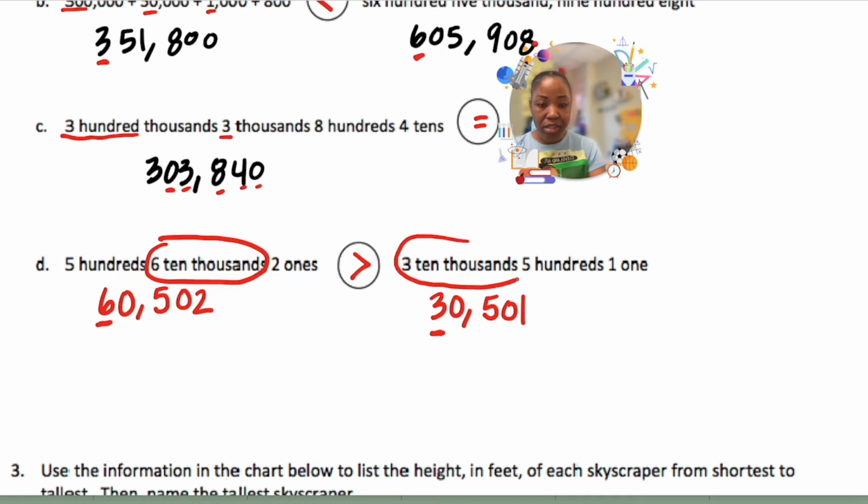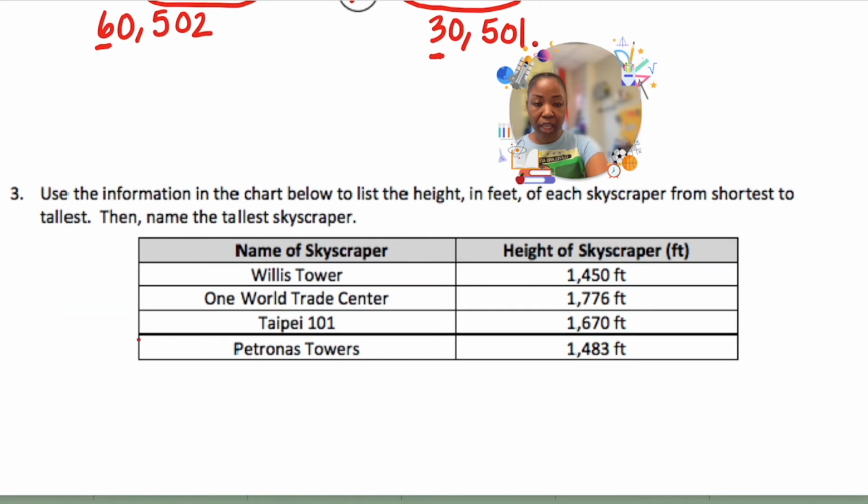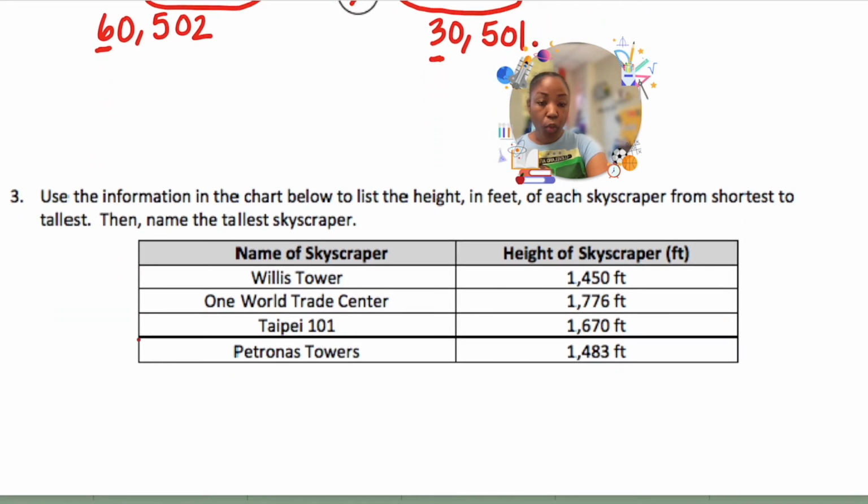6 10,000s is greater than 3 10,000s. All right, for number 3, they give you a list of towers. One of these towers is in your city, Chicago. And they want you to list the skyscrapers in order from shortest to tallest. So the least tall to the greatest tall.